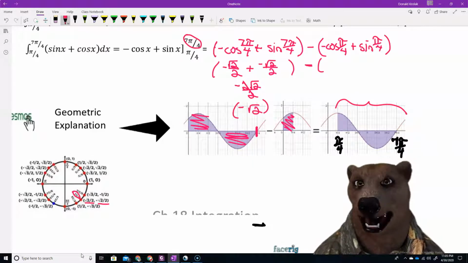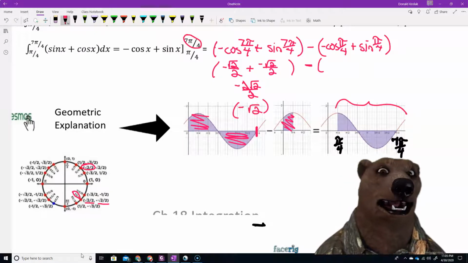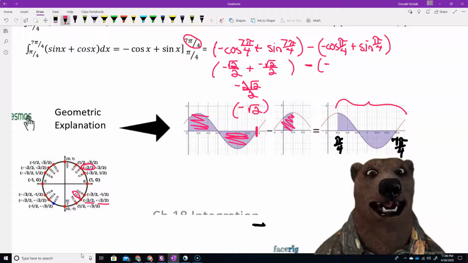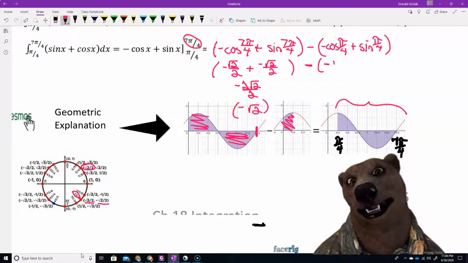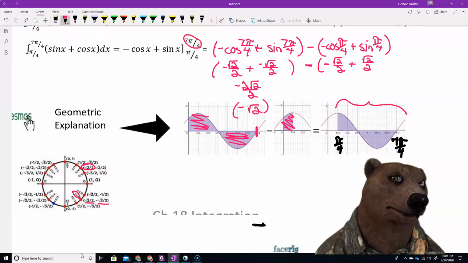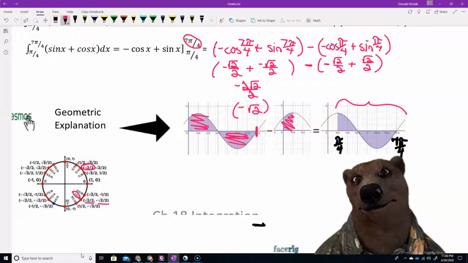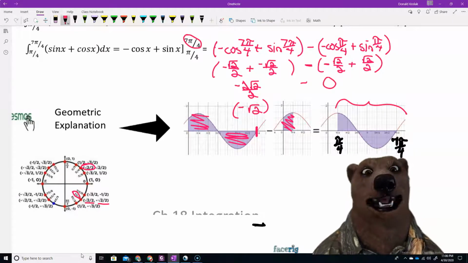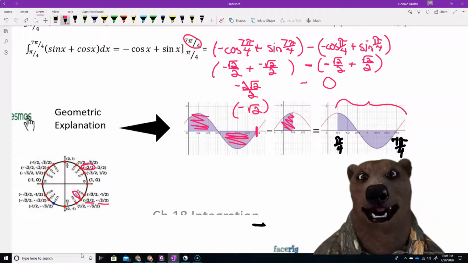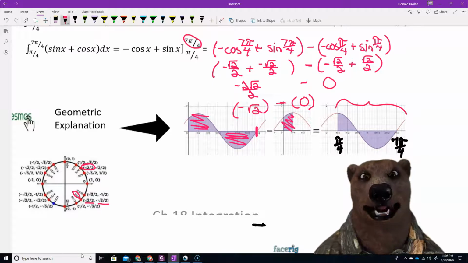Okay, at pi over 4, cosine is root 2 over 2. Okay, that makes it negative. Sine is positive root 2 over 2. So those become 0. So then this whole part is just 0. And I've got negative root 2 minus 0.